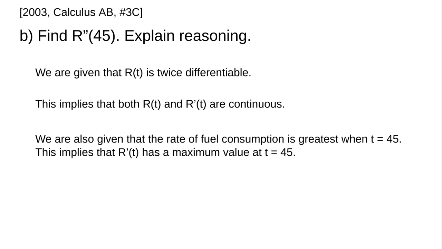We are also given that the rate of fuel consumption is greatest when t is equal to 45. This implies that the function r prime of t has a maximum value at t equals 45. Well, if r prime of t has a maximum value at t equals 45, then, since r of t is twice differentiable, we know that r prime of t, its derivative, at 45 should be 0. Well, the derivative of r prime of t at 45 is r double prime of t at 45. So that would have to be 0. Not a lot of actual computation here, just understanding calculus concepts.